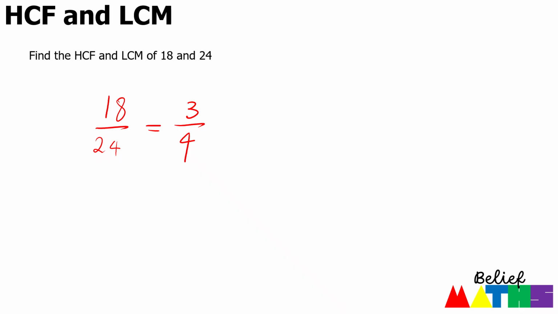Then to find the highest common factor we can just divide the two numerators. So the highest common factor is just going to be 18 divided by 3, which gives us 6. For the lowest common multiple we can just cross multiply. So we can do the 18 times the 4. So the lowest common multiple is 18 times 4, which is 72.